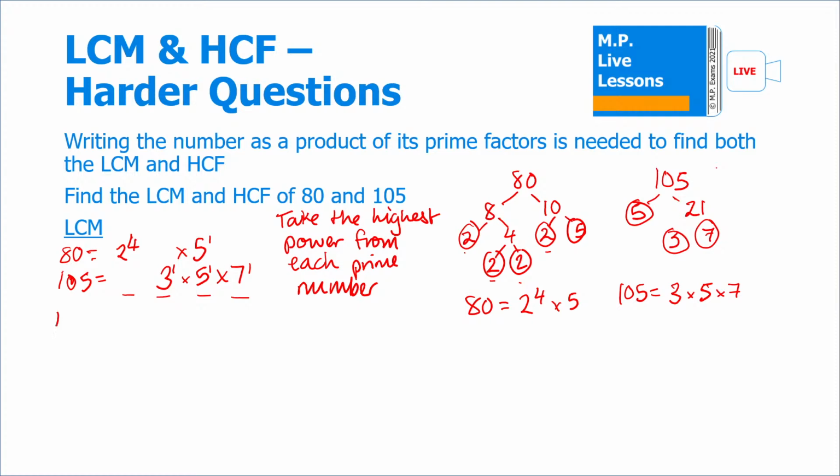So that means your lowest common multiple is 2 to the 4, that's your highest one, times 3 to the 1. That's your highest one as well. Your highest one is 5 to the 1 here, is the same, and then 7 to the 1. This gets us 1680.